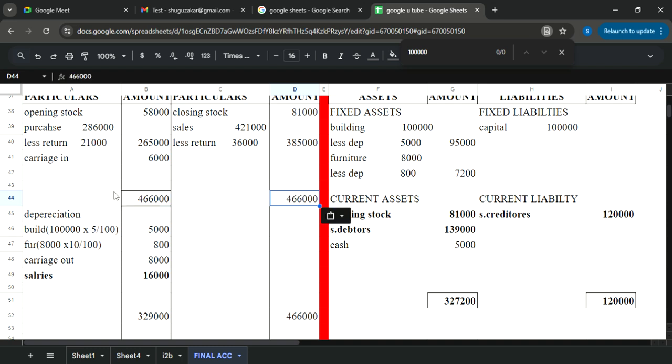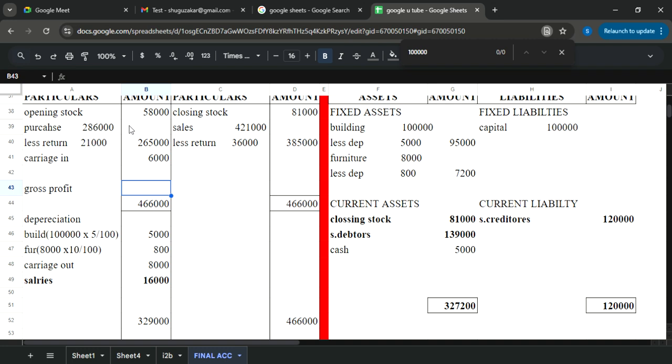Now we will choose the smaller side. This is 329. It means smaller side is this, and your income is more than expense. So it would be considered as your gross profit. How would you calculate gross profit? 466,000, and you will subtract 329,000. So what we have got? 137,000 as your gross profit.